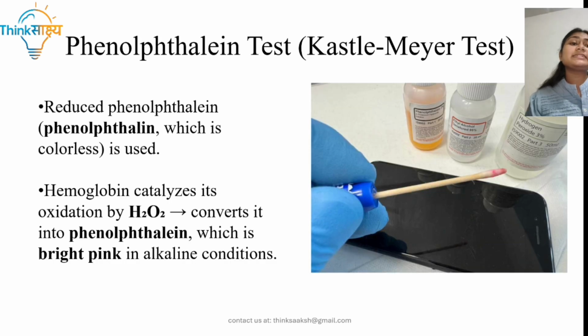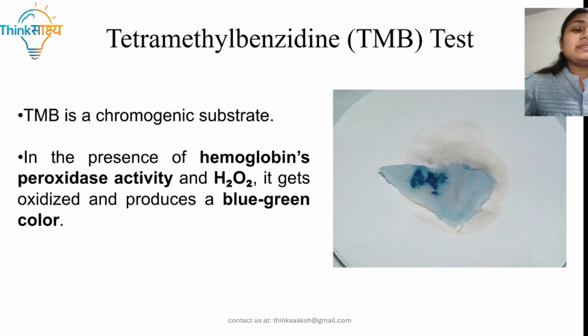Next, the phenolphthalein test, Kastle-Meyer test. In this test, a similar thing happens, and phenolphthalin, which is colorless, oxidizes into phenolphthalein, which is bright pink in color, and the blood stain can be identified. Tetramethylbenzidine, TMB test. A similar thing happens. TMB is a chromogenic substrate, that is, it shows color, and in the presence of hemoglobin's peroxidase activity and H2O2, it gets oxidized and produces a blue-green color.